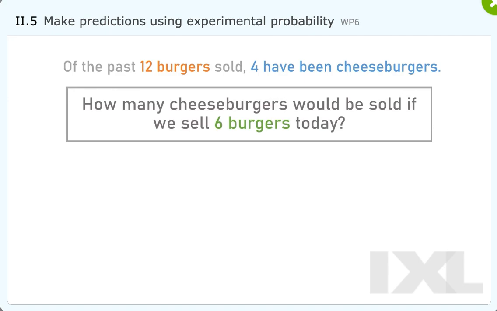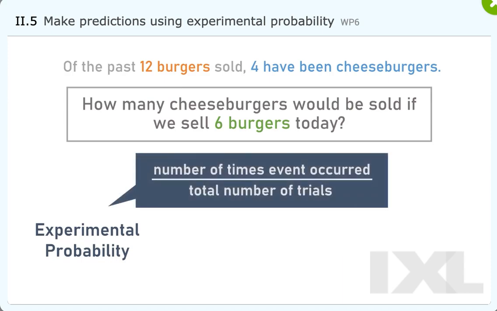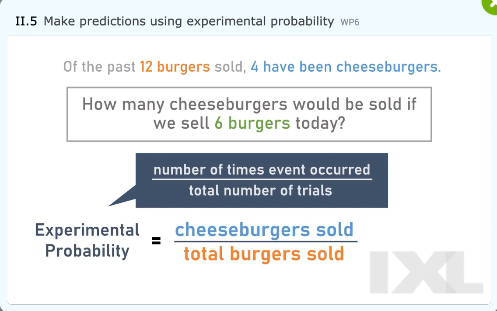The first step in our prediction is to find the experimental probability. This is the probability based on what we learned in the past. We'll define experimental probability as the number of times an event occurred divided by the total number of trials. In our example, the total number of trials is the total number of burgers sold, and the event that we are interested in is the number of cheeseburgers sold.